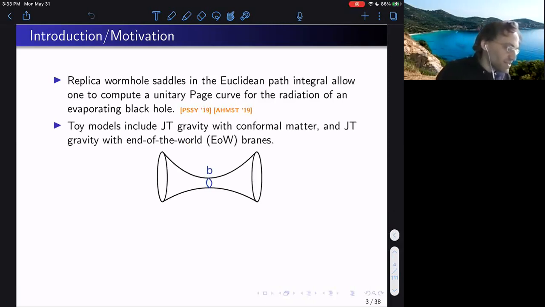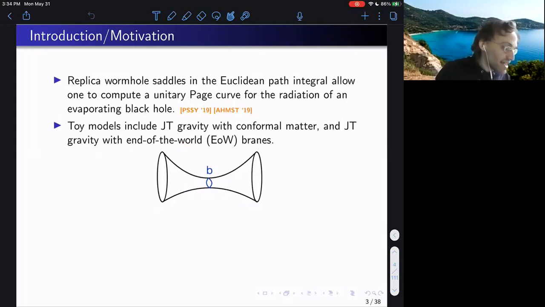In particular, this question was studied in toy models such as JT gravity with conformal matter and JT gravity with end-of-the-world branes. So for the time being, let's consider JT gravity with conformal matter. Here I've presented the double trumpet Euclidean wormhole of JT gravity. B is the length of the geodesic that goes around this double trumpet. If I don't couple the two asymptotic AdS boundaries, then this path integral does not have a saddle.